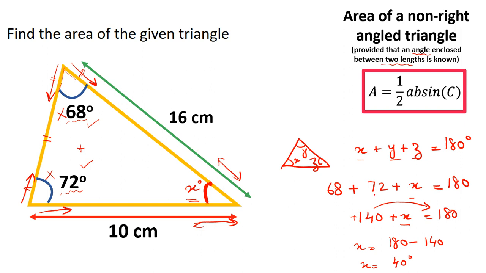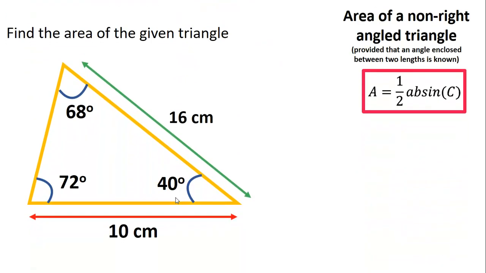That's how you find it. Or if you don't want to go through this equation process, you can just do 68 plus 72 and then subtract it from 180. That's the general rule. Or you could write on your calculator 180 minus (68 plus 72), and that would give you the answer as 40. This is more straightforward than going through the whole equation step. But in the end, we know that x is 40 degrees.